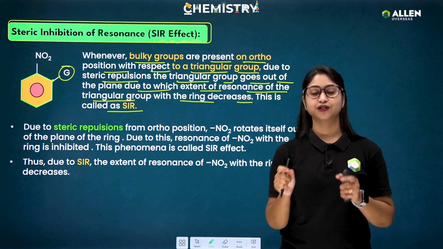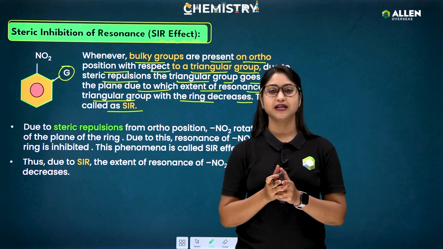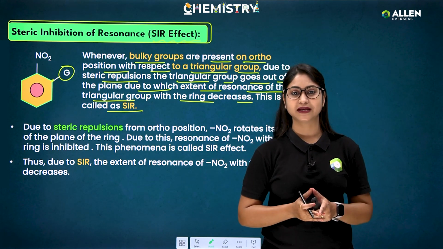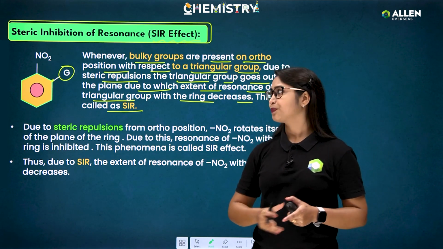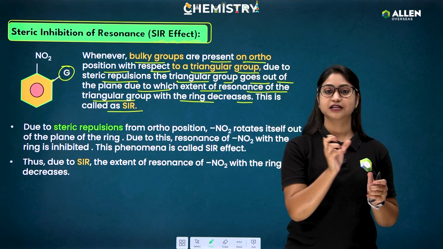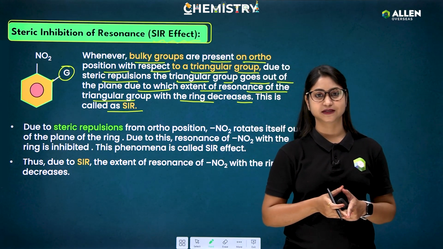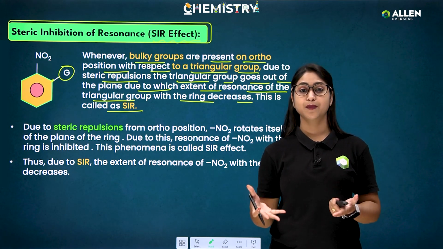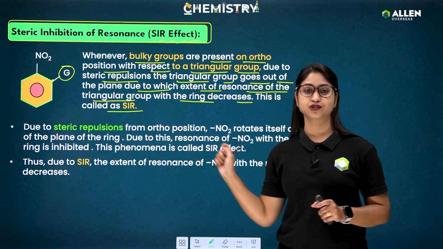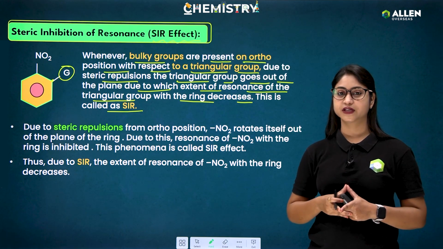And we know that for conjugation, for resonance, all the pi bonds, all the groups which are participating in the resonance, should be in the same plane. But when nitro goes out of the plane, the resonance between the nitro and the benzene, or whatever triangular group you have, decreases, okay. That resonance is inhibited. So that's why this effect is called steric inhibition of resonance, okay. So this is the SIR effect. Now what are the consequences of this effect?